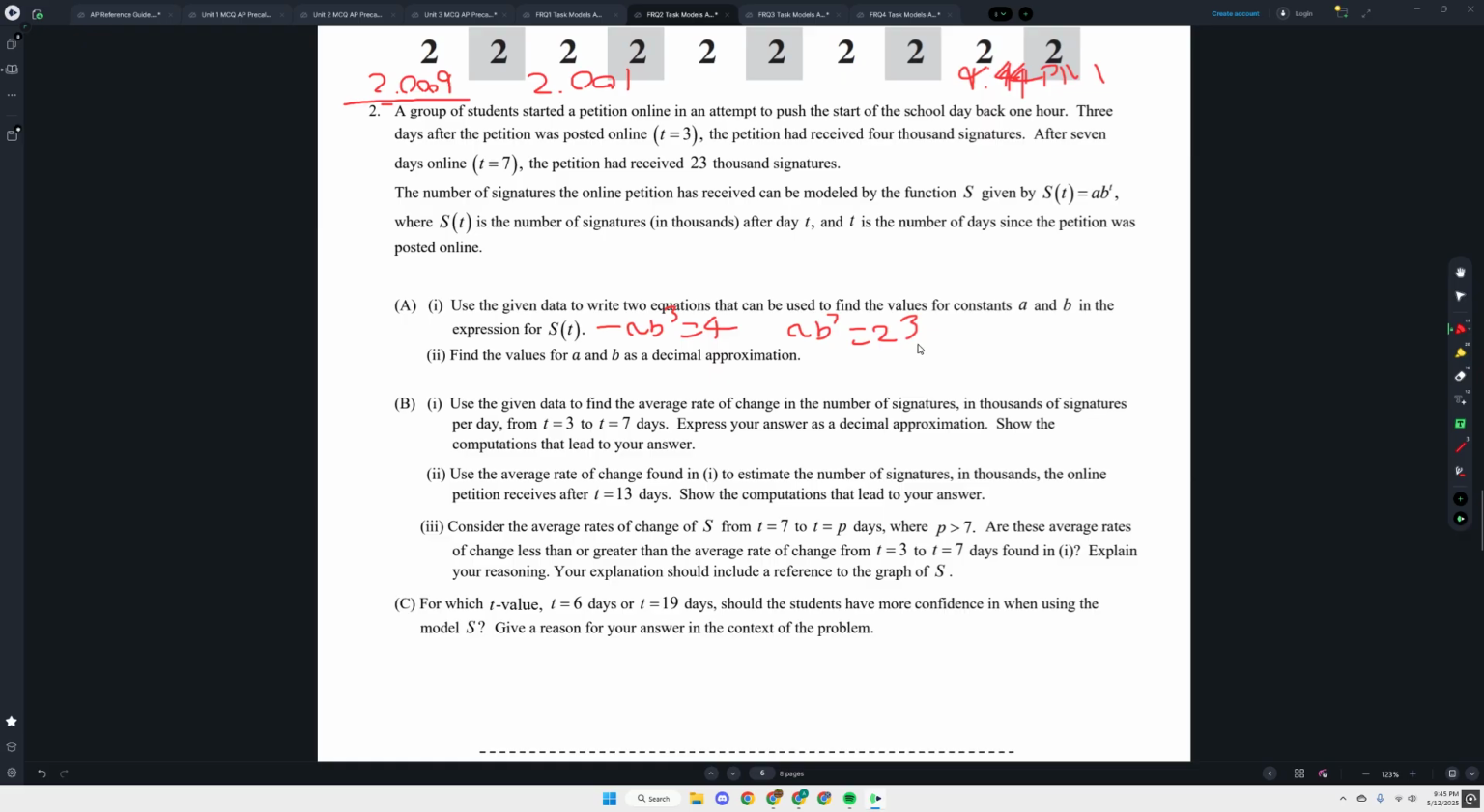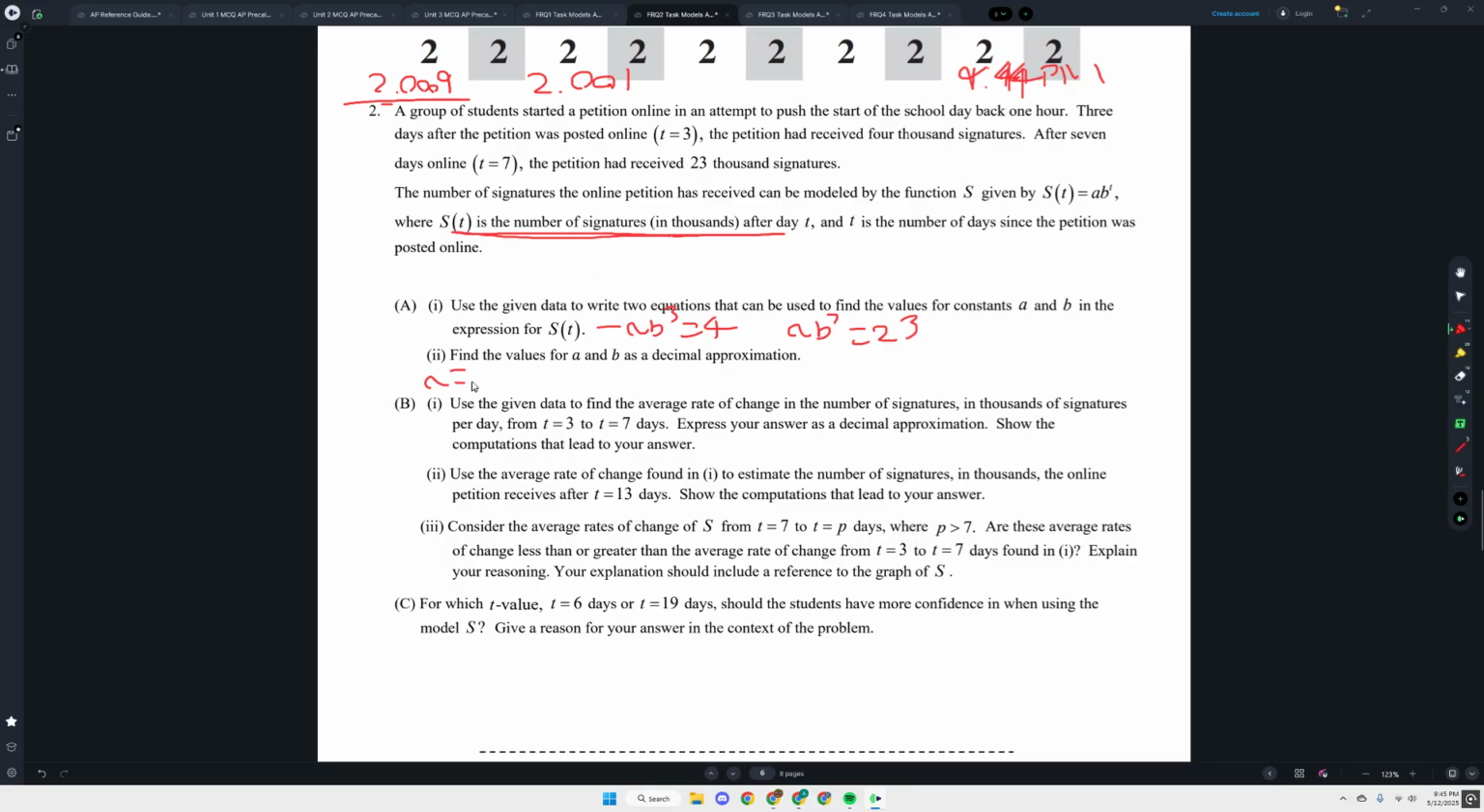Next, for A of I, if you did 4,000, it says in the thousands. So it says number of signatures in thousands, S of T. So you have to use 4 and 23. They would take off a point for that. Yeah, that's the first answer. Alright. Next answer for this.